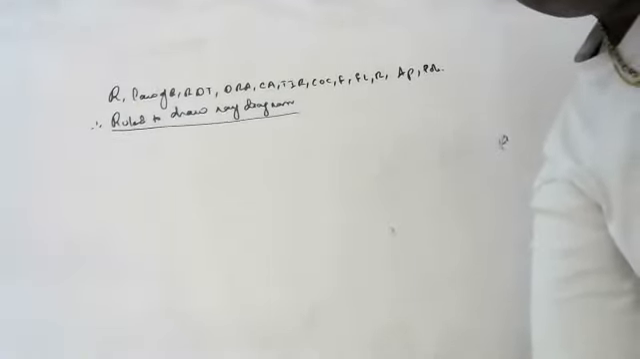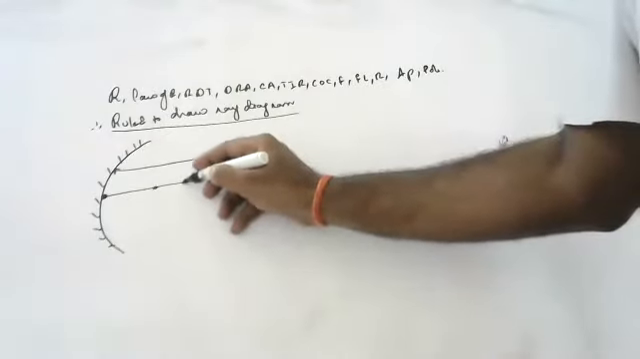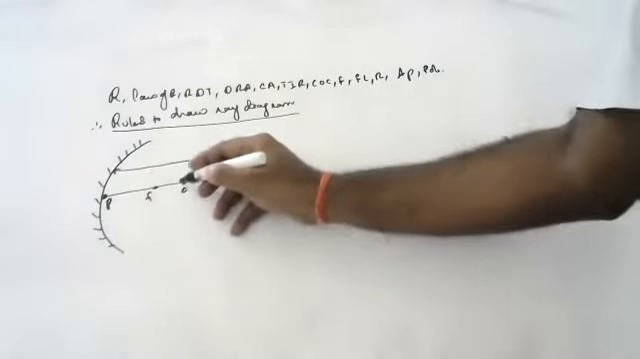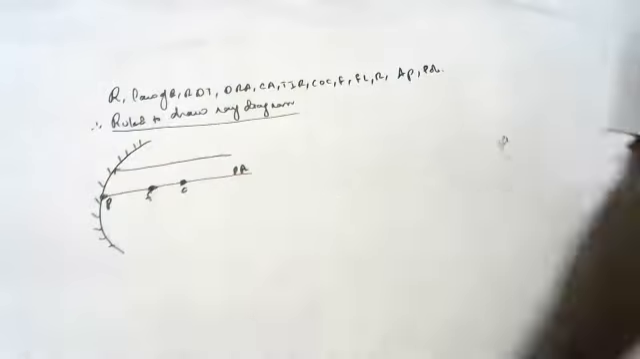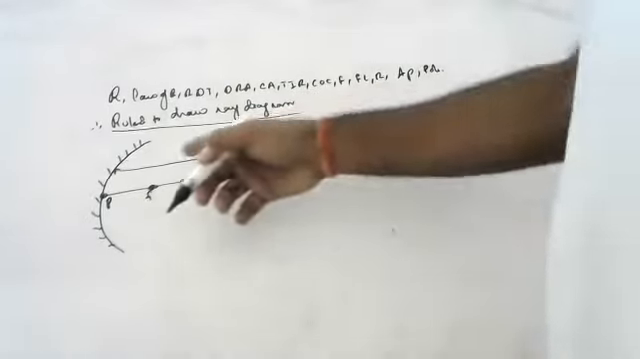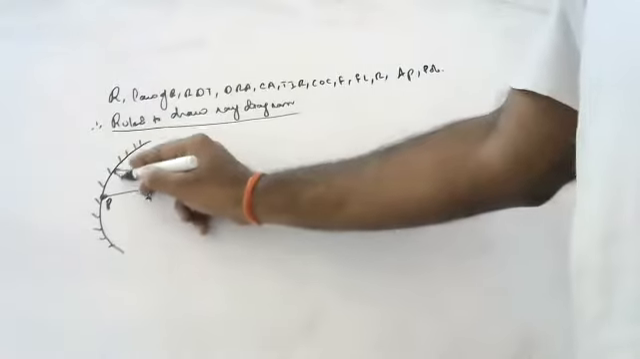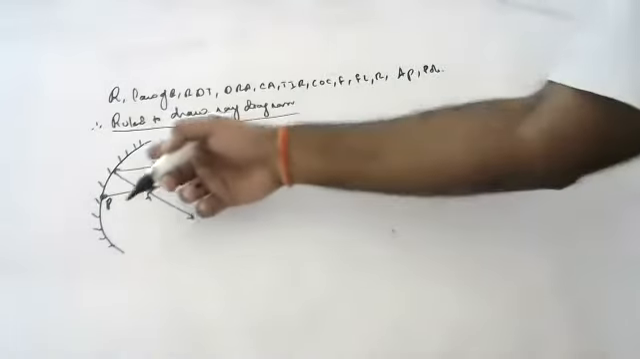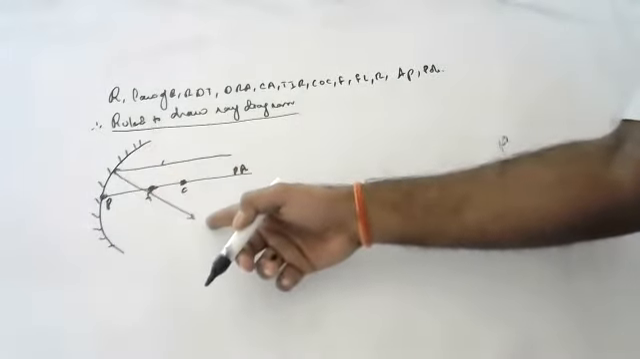First rule, children. Please see here. Please keep copying, everyone. Don't sit idle. Whenever any light ray is coming parallel to the principal axis, children, I told you this is the principal axis. Can anyone define what is the principal axis? It is the line joining center of curvature, focus, and pole. If the light ray is coming parallel to the principal axis, after reflection, it goes to focus, compulsory.